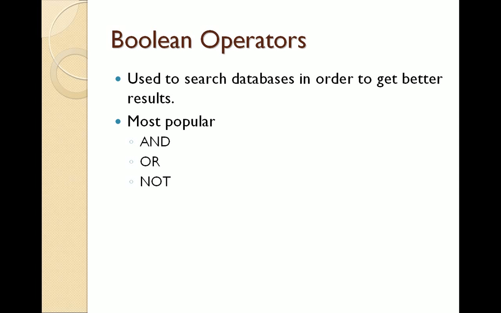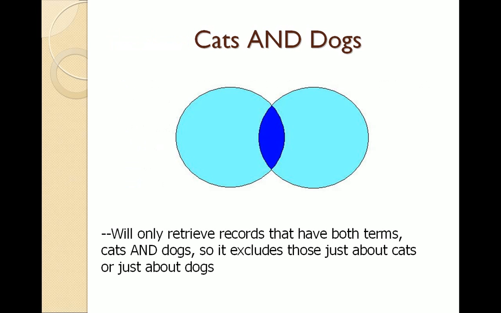Well, Boolean operators is a fancy word for three terms. The terms are and, or, and not, and you use those to connect words in a search and tell the database what you want it to do. Okay, so I'm going to go through those three and make that a little more clear right now.